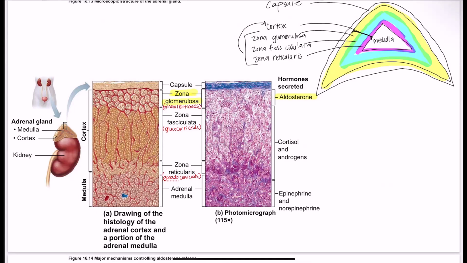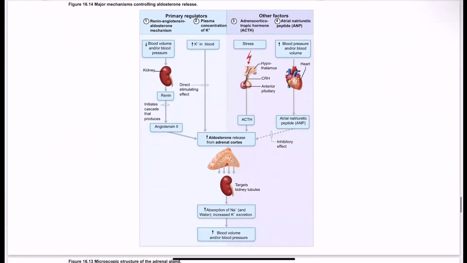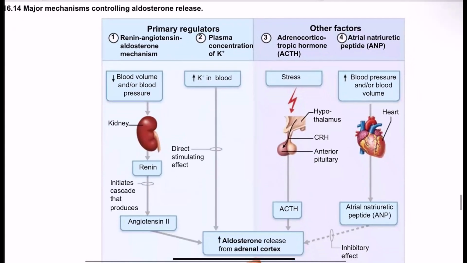We discussed aldosterone in the cardiovascular system as one of those ways to control blood pressure in the long term. And that's part of the renin, angiotensin, aldosterone system to raise blood pressure. So let's take a peek at that. This is an image from our textbook about the different ways that aldosterone can work. And the triggers are really variable. So let's take a peek.